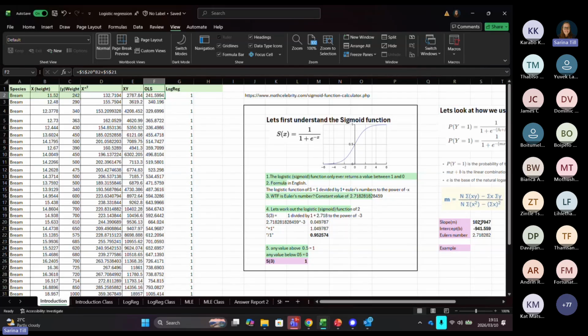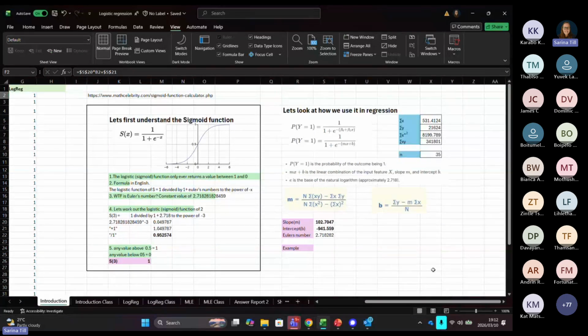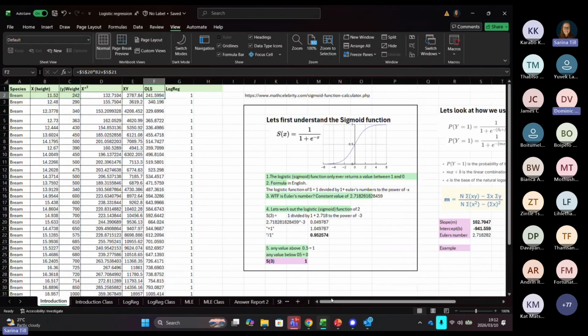So we just got the slope and the intercept by using the normal data feature. So how did we get that? We went. Sorry, Serena. Yeah.